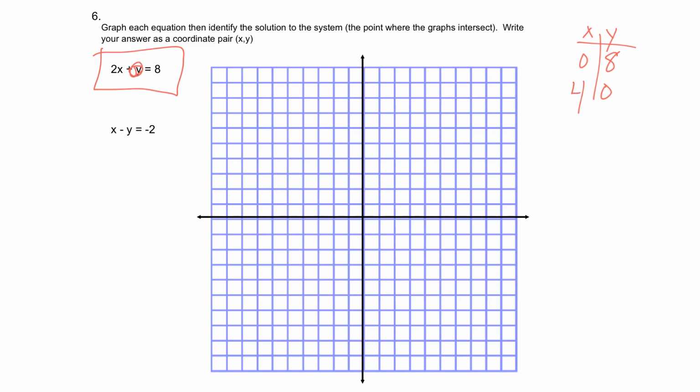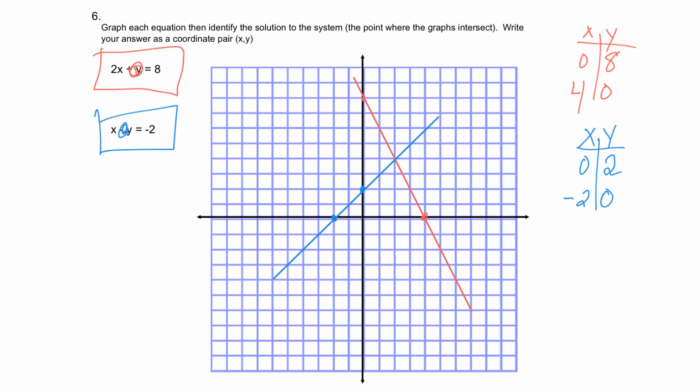I have 2 points I can put on my graph. Those are the x-intercept and the y-intercept, and I make a line. I'm going to do the same thing for the second equation. Plug 0 in for each. When I plug 0 in for x, I get negative y equals negative 2, so y must be 2. And repeating the process, when I put 0 in for y, I get x is negative 2. As before, I put the dots on my graph and make a line.